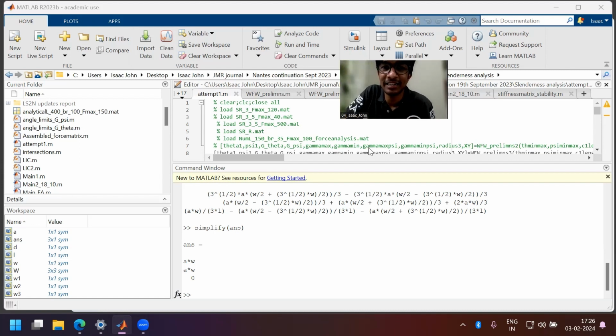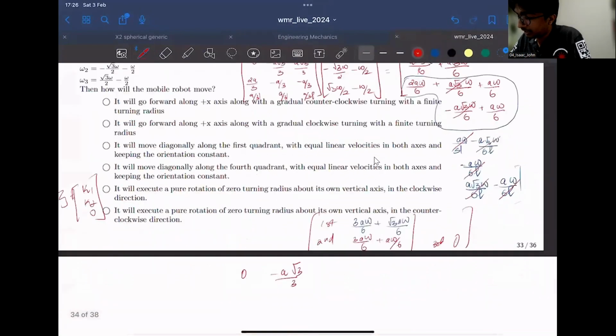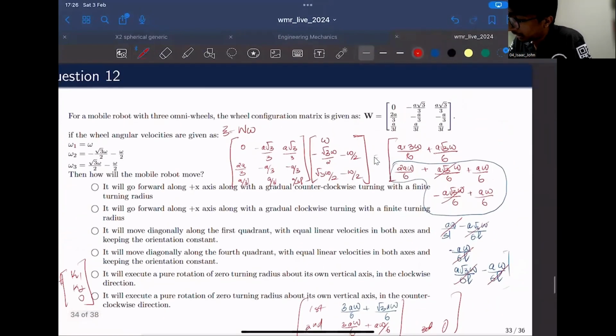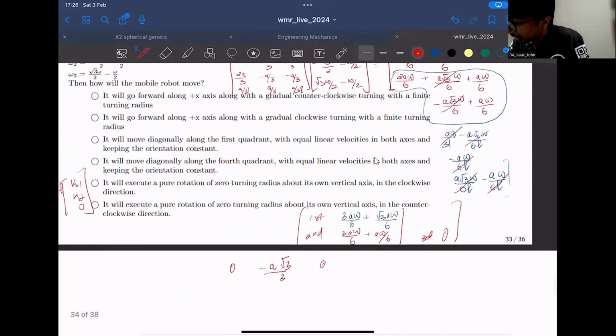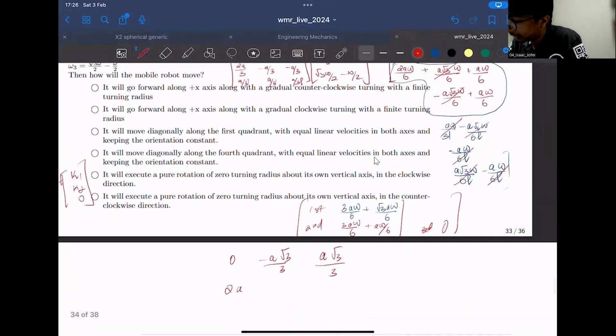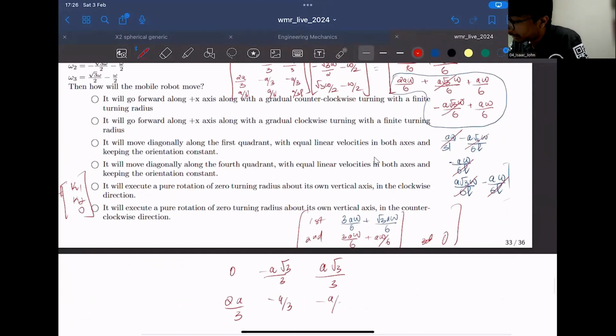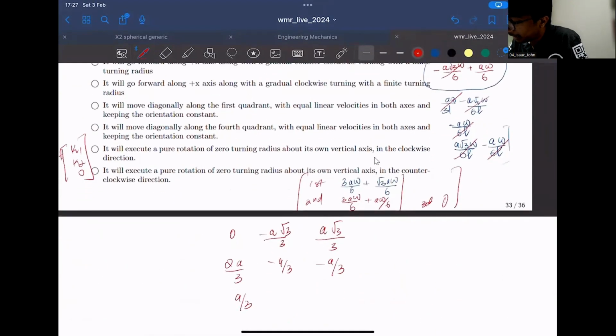I cannot see how that is actually. So I'll do one thing. I'll simply solve that first equation alone. We'll take that alone into consideration because that is where we have that conflict. So just the first term. So 0 minus a by root 3, a root 3 by 3. In fact, I'll write this entire vector: 2a by 3, minus a by 3, minus a by 3, a by 3l, a by 3l, a by 3l.